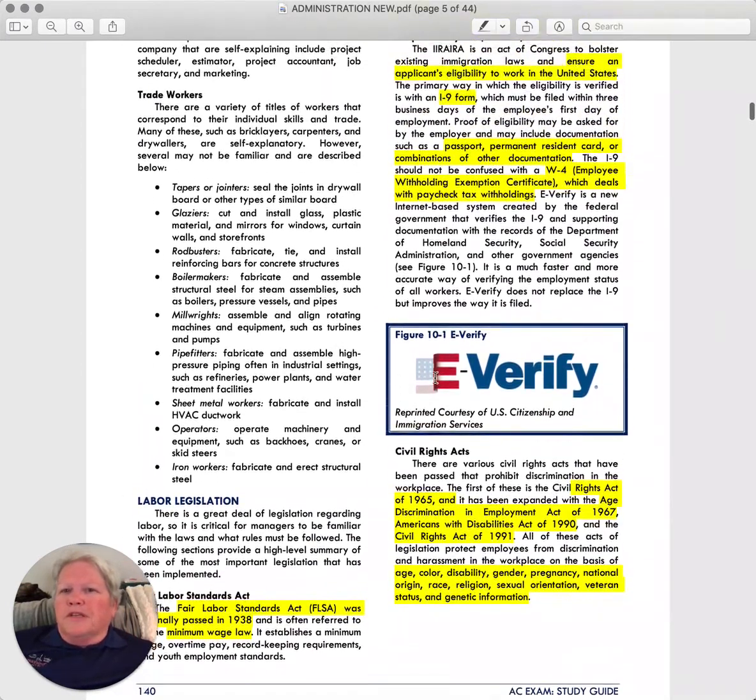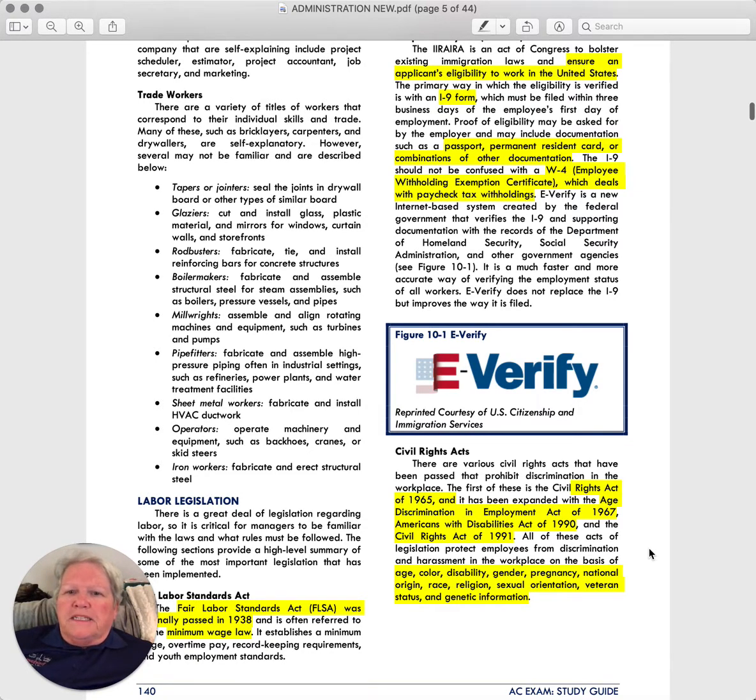E-Verify is simply the computer system that allows different companies to go in and verify your I-9. The Civil Rights Act of 1965 was also expanded in 1967. The Americans with Disabilities Act came along in 1990, and then the Civil Rights Act again in 1991.